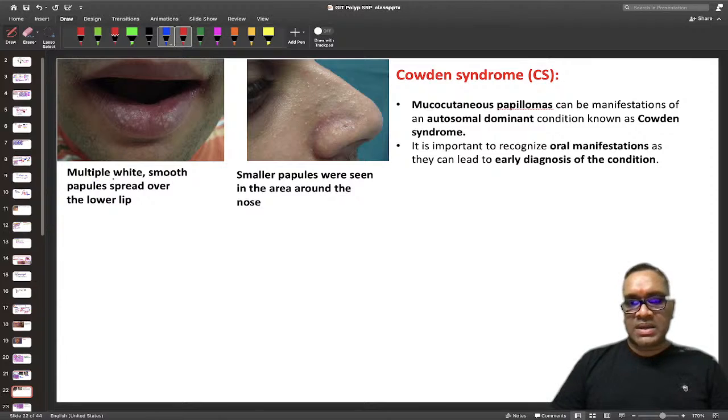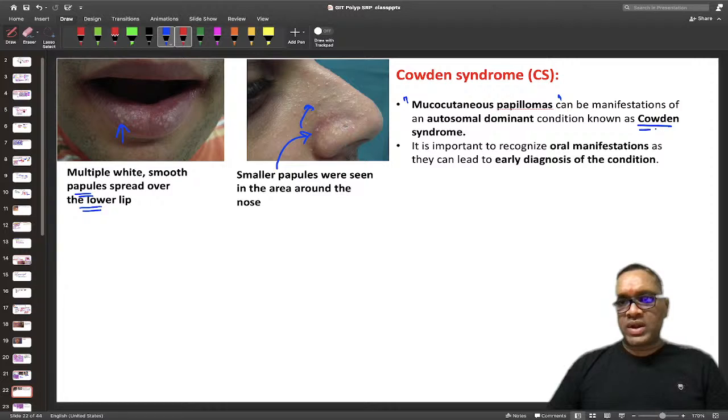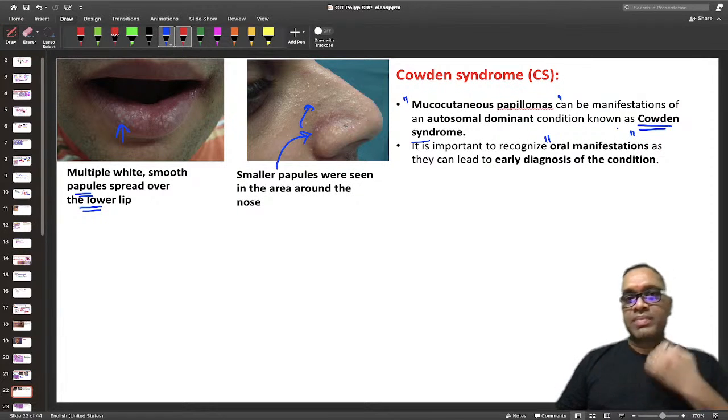See this, multiple white smooth papules are present over the lower lip. You can see these are the papules, and smaller papules are present here in the nasal area. So mucocutaneous papillomas are present in Cowden syndrome, and Cowden syndrome, as we all know, is an autosomal dominant syndrome, right? It is very important to recognize the oral manifestation. Remember, I am not talking about the MCQ only, I am talking about your clinical practice also.